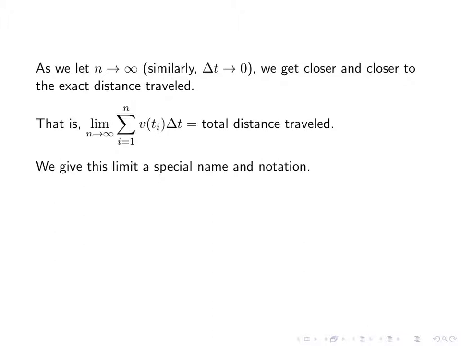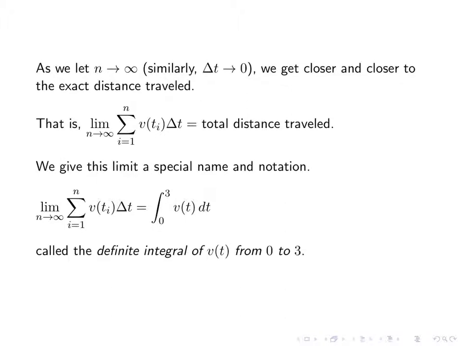This limit of sums is given a special name and special notation. So the limit of the sum is written as the integral from 0 to 3 of v of t dt. This is called the definite integral. So again, it's the definite integral from 0 to 3 of v of t dt.